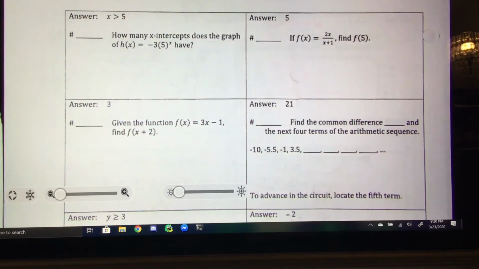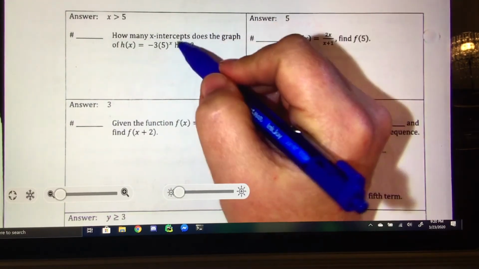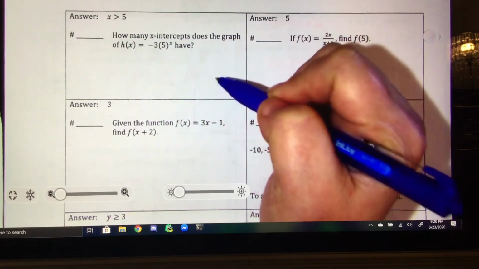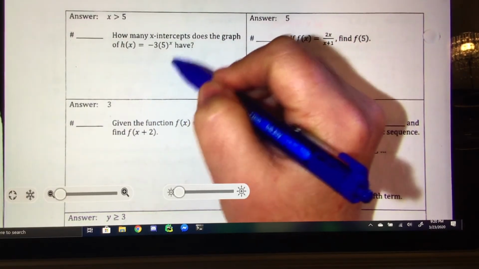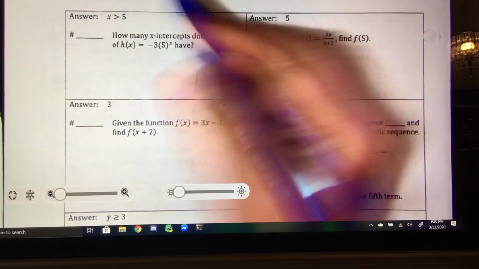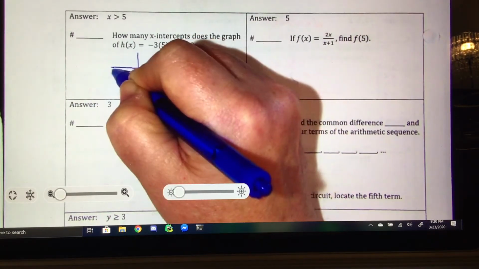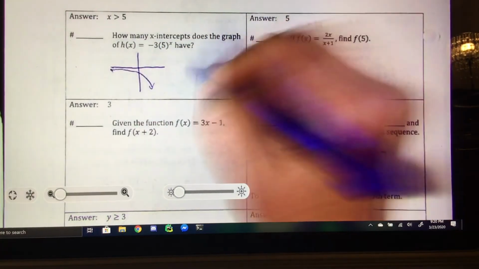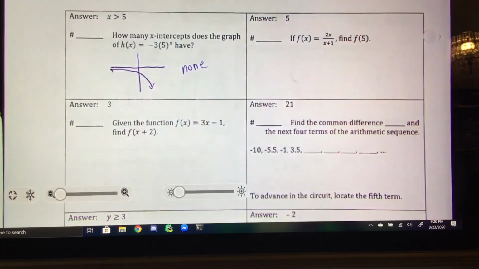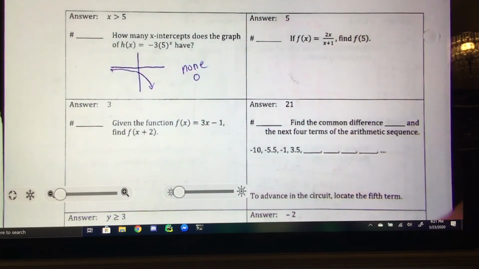Okay, page 4, moving right along. So this question, how many x-intercepts does the graph h of x equals negative 3 times 5 to the x have? Well, I used my graphing calculator for this, and you have a function that looks something like this. Really, there are none. 0. So somewhere on your answer key it says none or 0. One of those two, I can't remember.